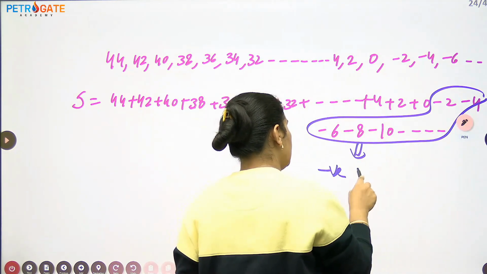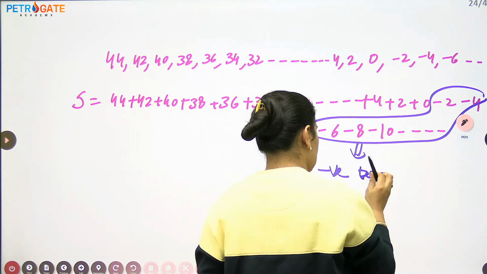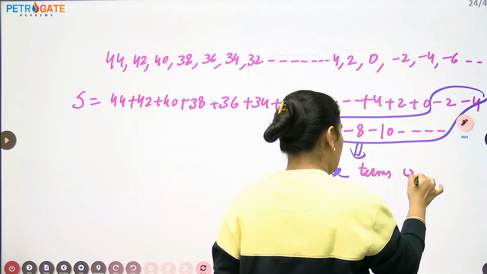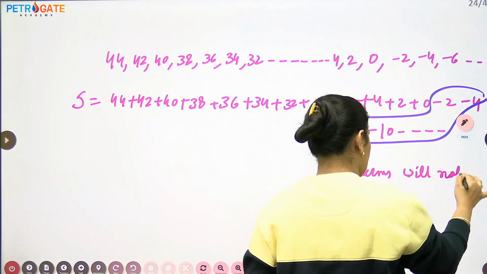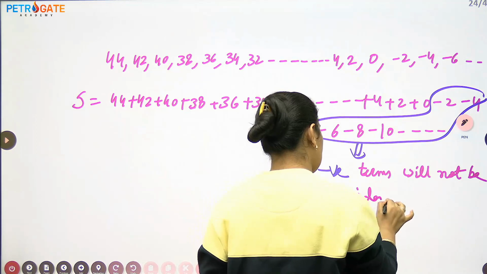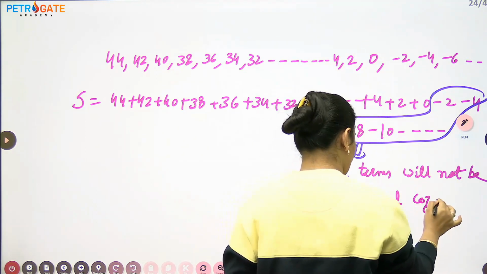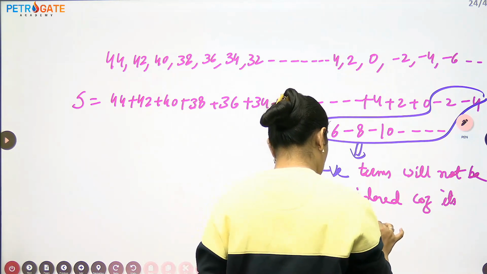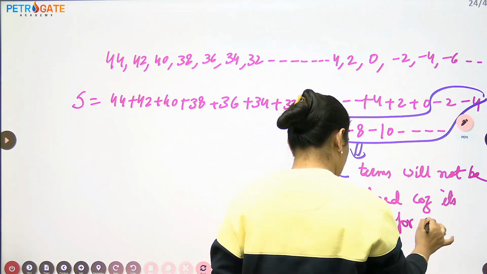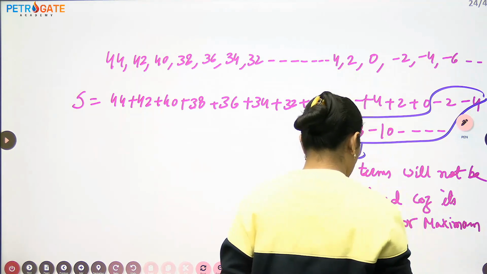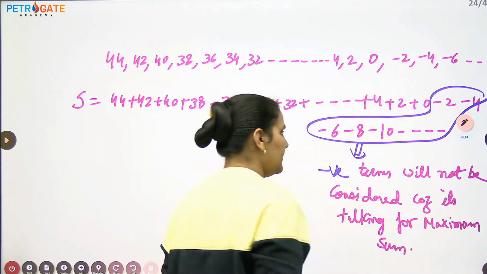So negative terms will not be considered. Why? Because the question is talking about the maximum sum only. It should be clear in your mind. Maximum sum only. Is it clear?